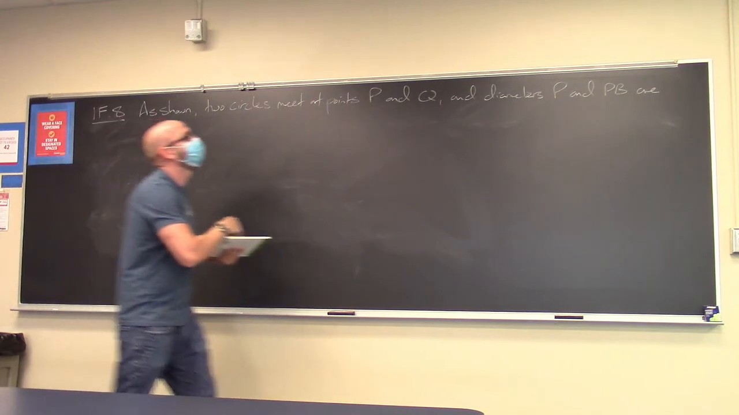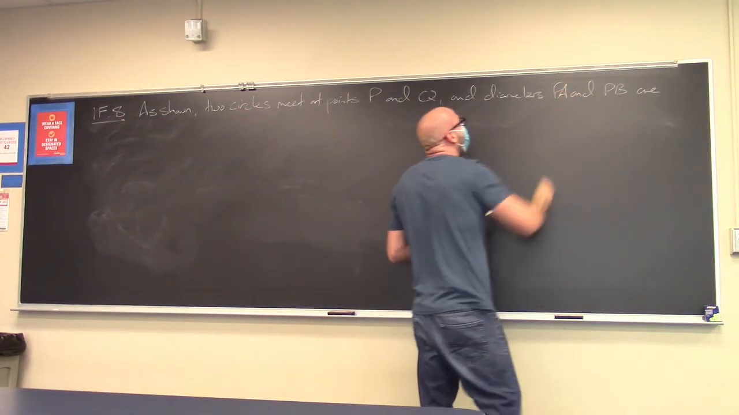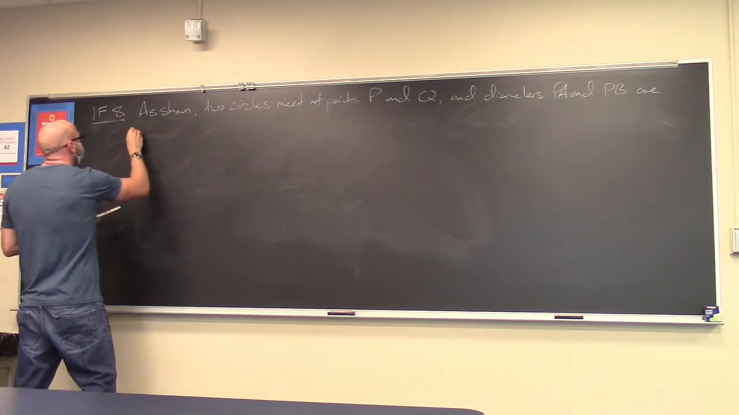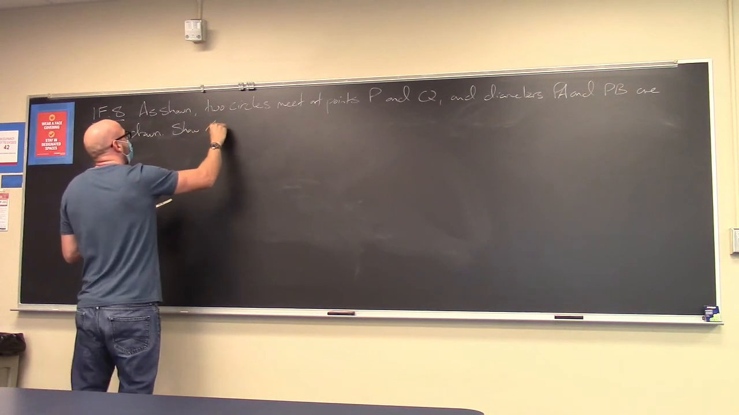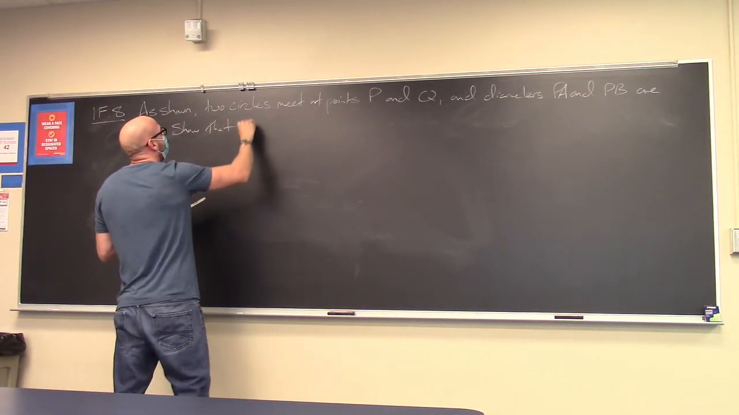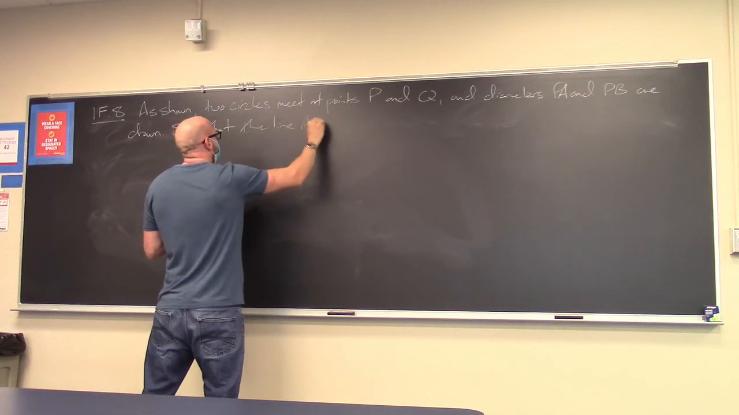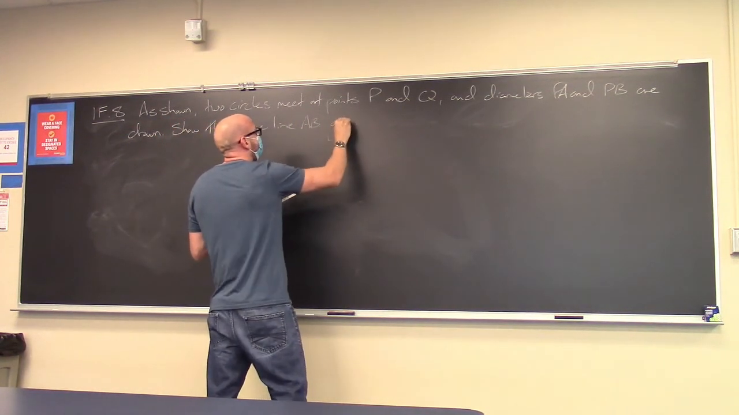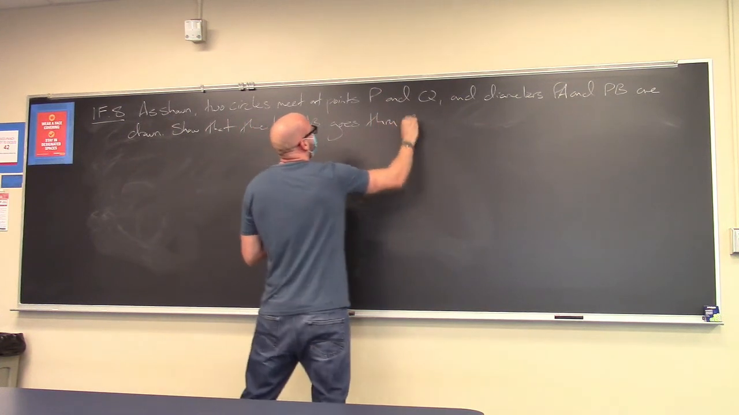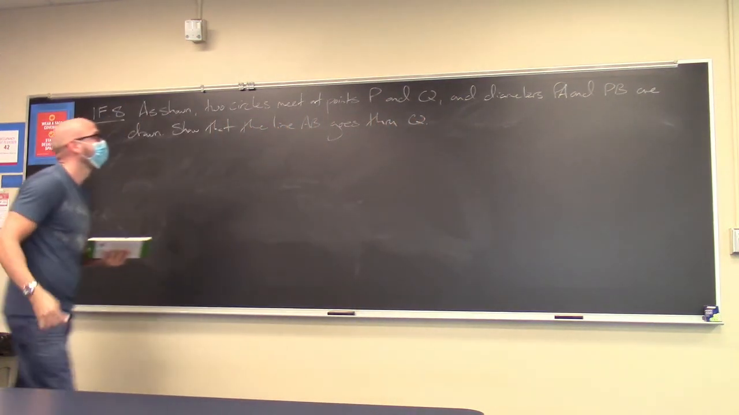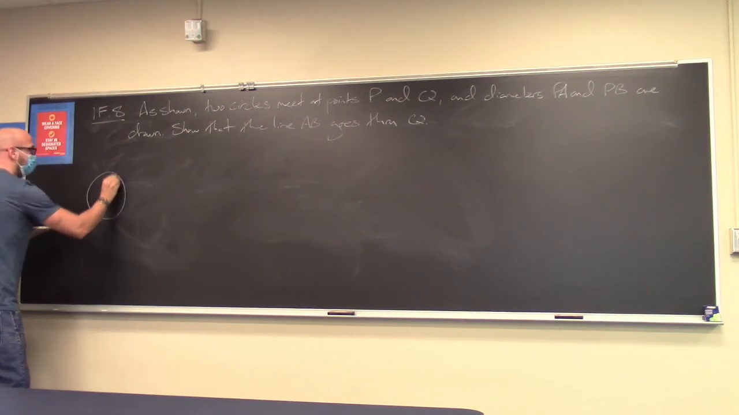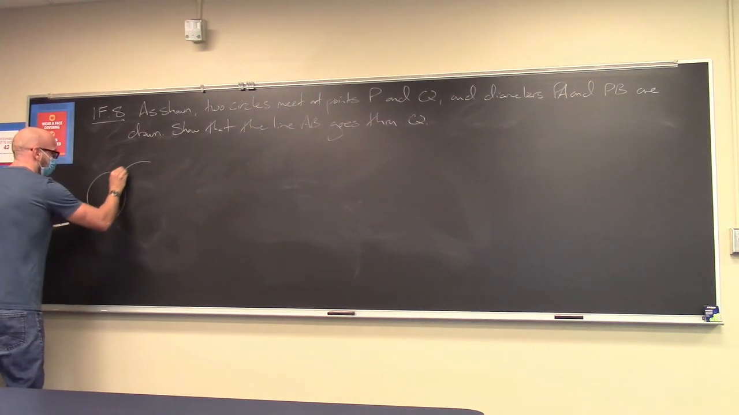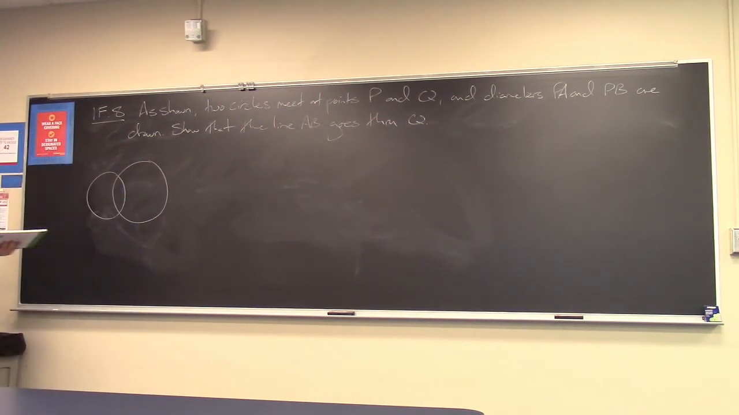PA and PB are drawn. And we want to show that the line AB goes through the point Q. So again, it might not actually in my picture, we'll just force it to, because I'm not drawing perfect circles here. But here's what we have.